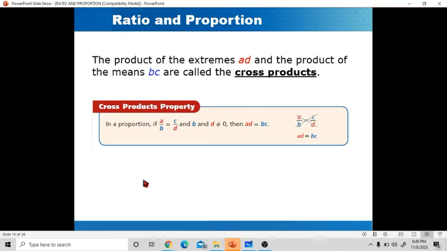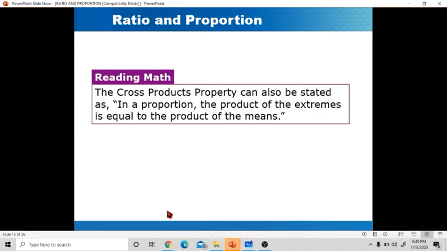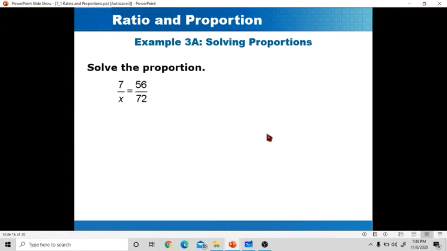We will use this property to find or to solve for a proportion problem. The cross product property can also be stated as, in a proportion, the product of the extremes is equal to the product of the means. Let's proceed to solving proportions.